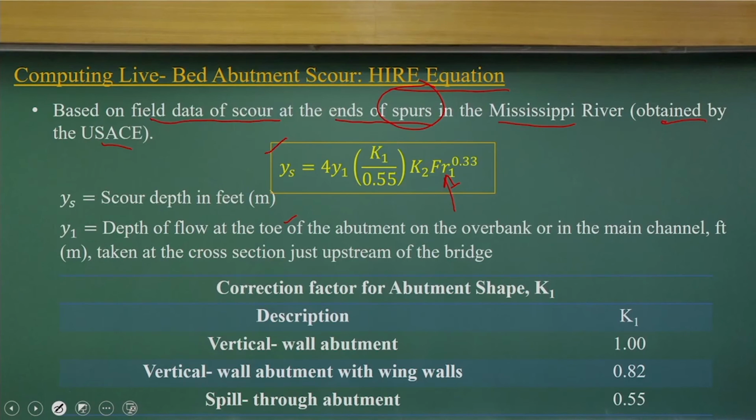K1 depends upon the type of abutment. Is it a vertical wall abutment, a vertical wall abutment with wing walls, or a spill-through abutment? For a vertical abutment, the value is 1. When you go for a spill-through abutment, you will have 0.55. So for the same abutment, if you change from spill-through to vertical, you will have more or less 2 times the scour hole depth because of the abutment.